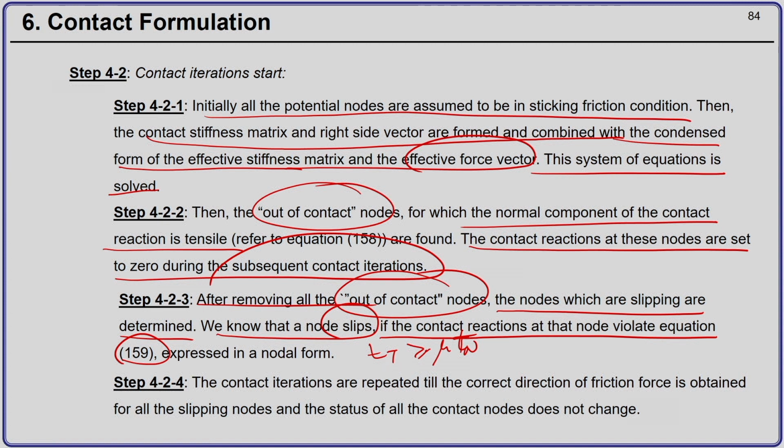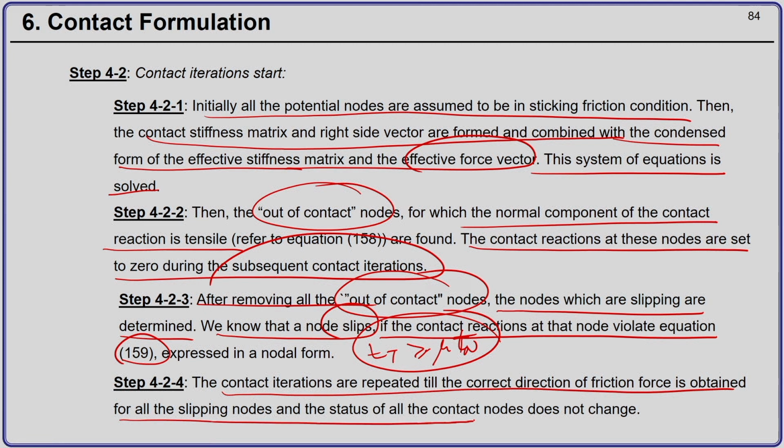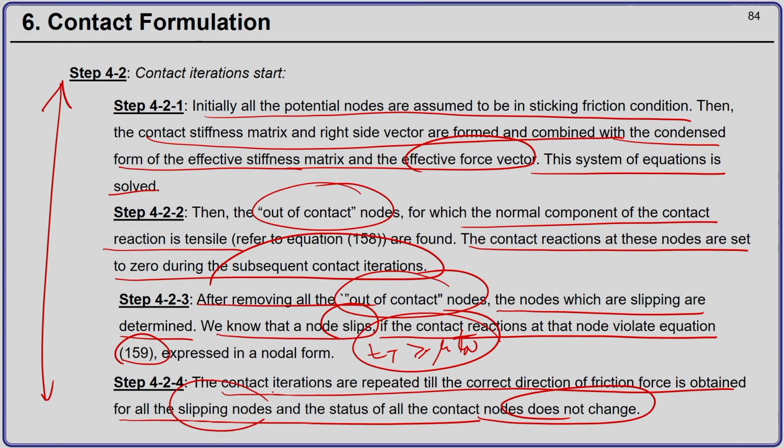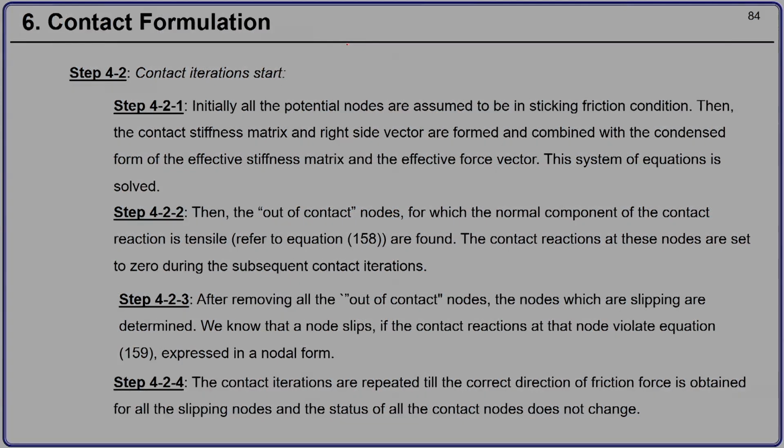So, I determine which are the nodes which are slipping. There I have to set my tangential traction equal to mu times normal traction T n. The contact iterations are repeated till the correct direction of the friction force is obtained for all slipping nodes, and the status of all contact nodes does not change. So, we have to do these iterations till there are no nodes which are going out of contact or coming in contact, and the status of all the sticking nodes or the slipping nodes remains as it is. Once this happens, we will say that our contact iterations have converged.